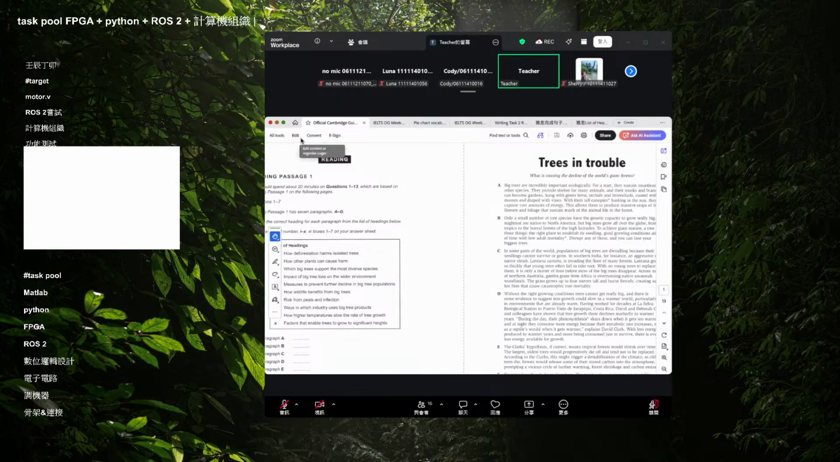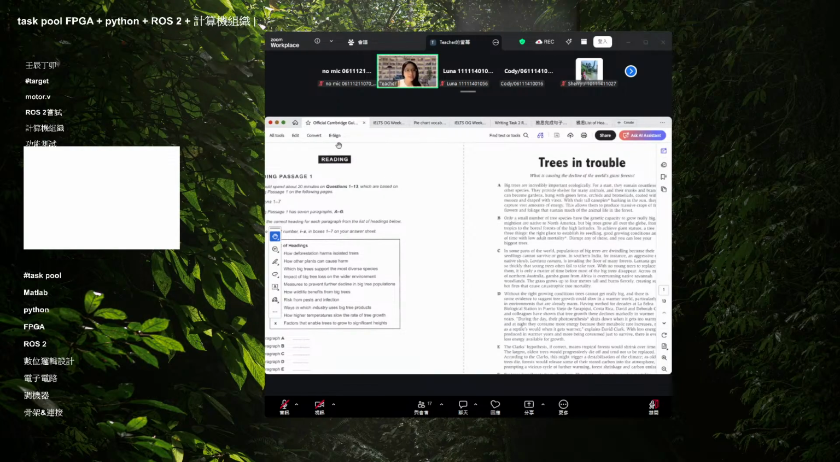Okay, let's have a look at what we have for this week. This is week 9, so we're going to start with looking at the trees in trouble. And the first task we are facing today, the first part, was referring to list of headings.